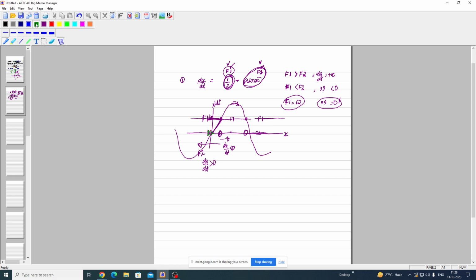Think about it. What happens when dx by dt is less than 0? x reduces. x may be positive, x may be 0, x may be negative, doesn't matter. dx by dt is negative, x is going to reduce. So x is on the x-axis, it's going to reduce. It means the movement is going to be towards negative infinity, towards the left side.